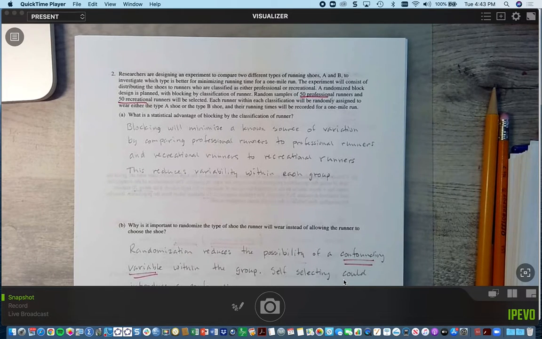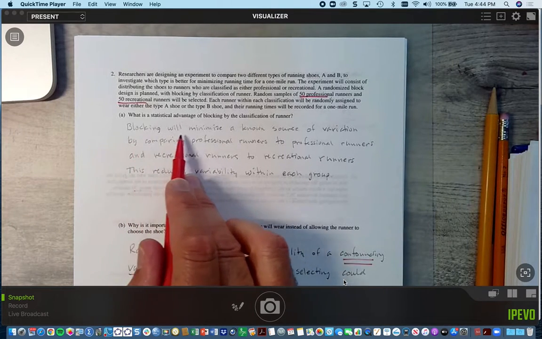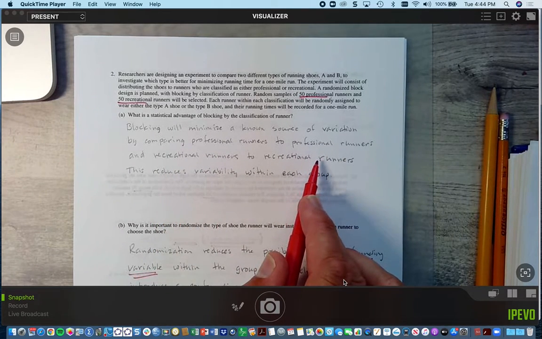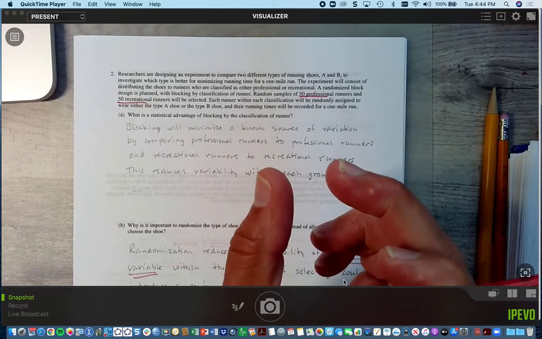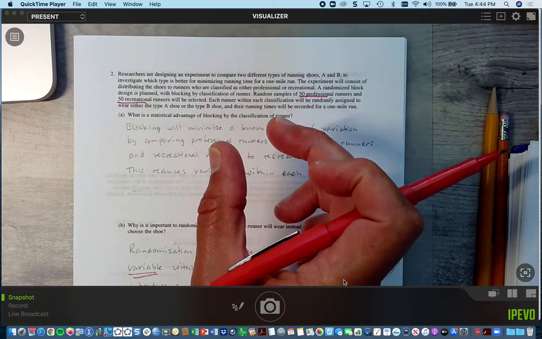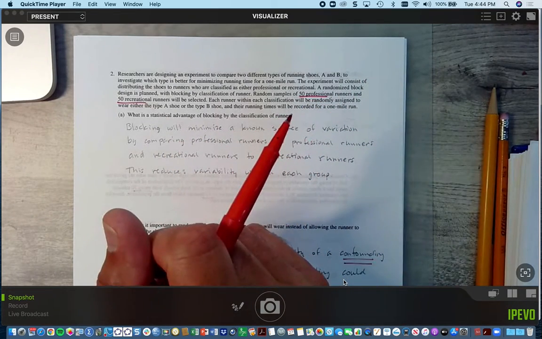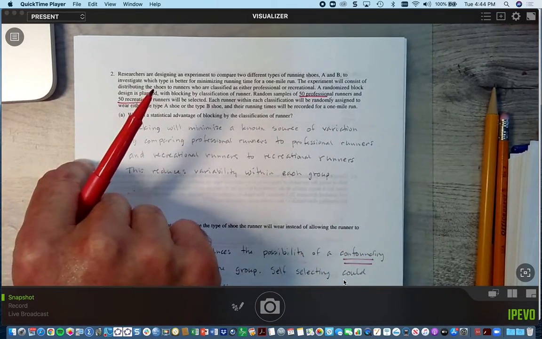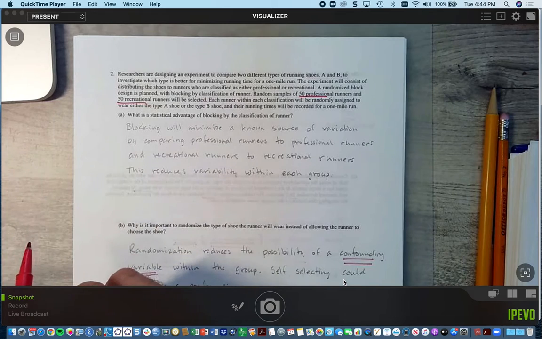And then we want to know, what is the advantage of doing that? So a lot of you said you get more valid results or you get better data, or things like that, which is just kind of garbage stuff that people said. We really wanted to say something about blocking, which is basically comparing professional runners to professional runners and recreational runners to recreational runners. And when we do that, the professional runners are more like themselves. There's less variability in their running times. Professional runners tend to be faster, and they are all faster, and so there's not as much variability from one runner to the next. If we compare those to recreational runners, that group is going to have a lot more variability in it.